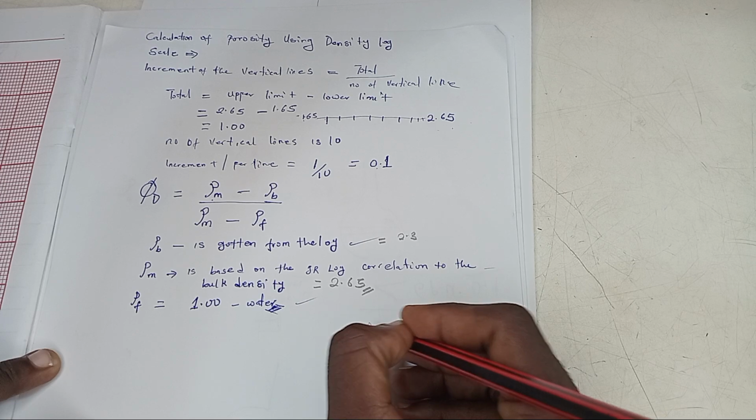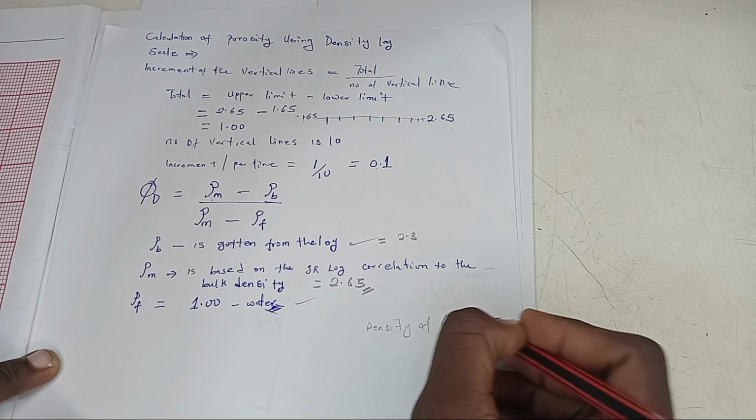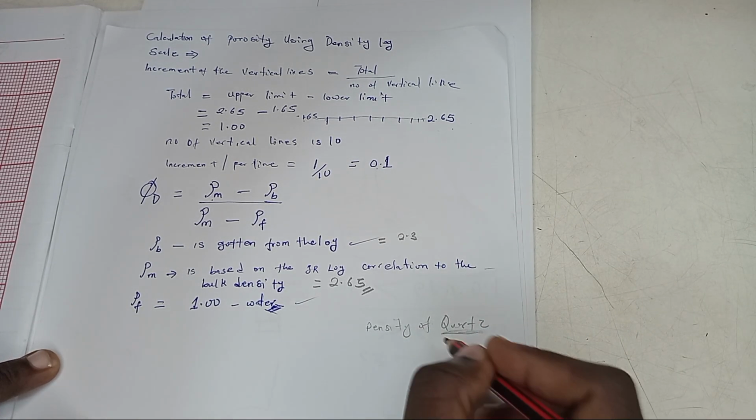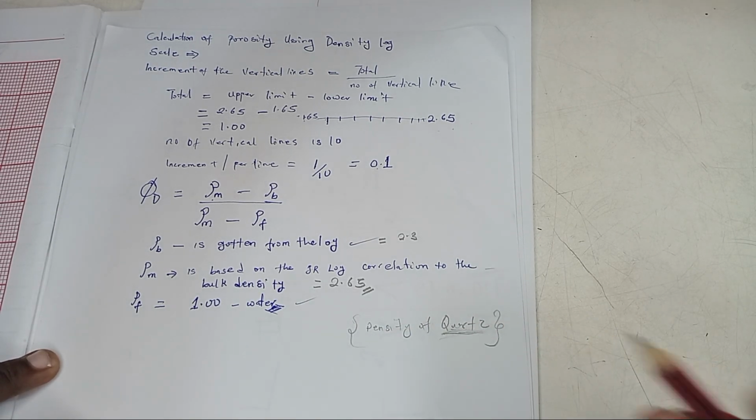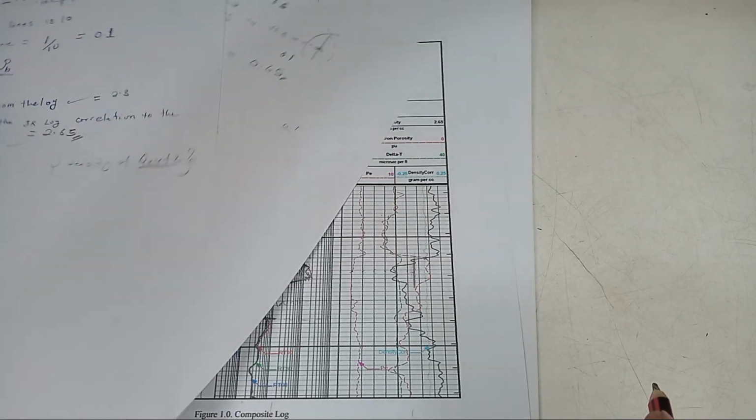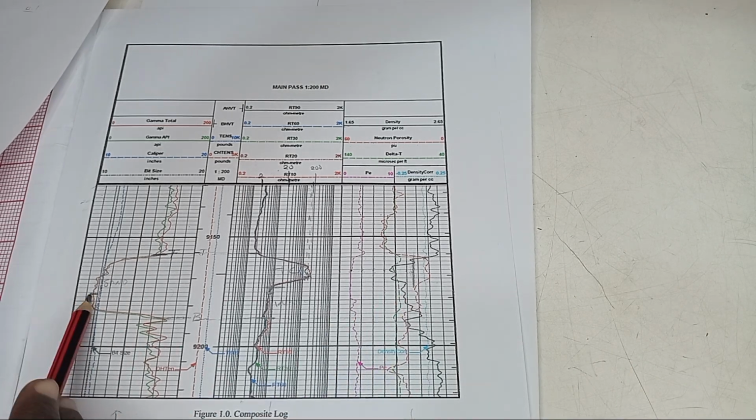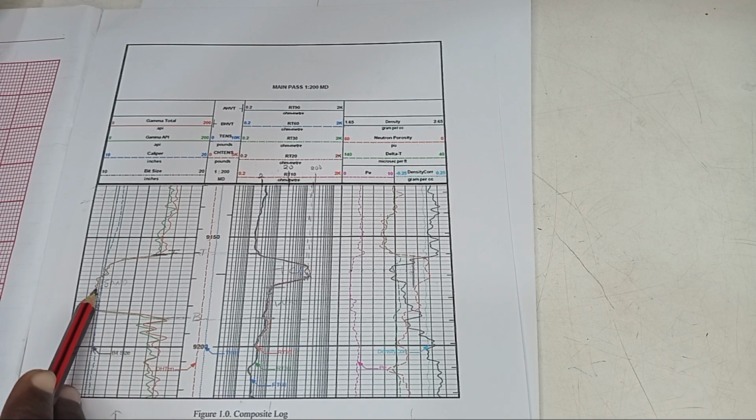The matrix for sandstone is quartz, the density of quartz. That's a basic thing from sedimentology. There are times you don't use 2.65 and use 2.71 instead. That is when this reading here falls below 10.